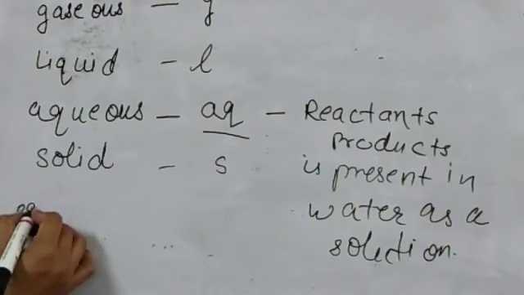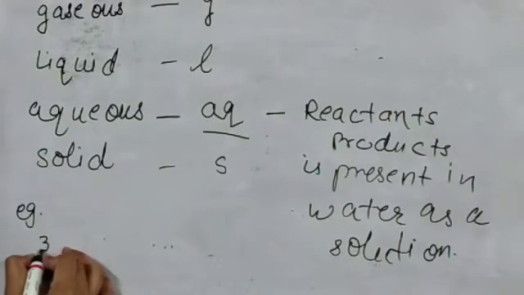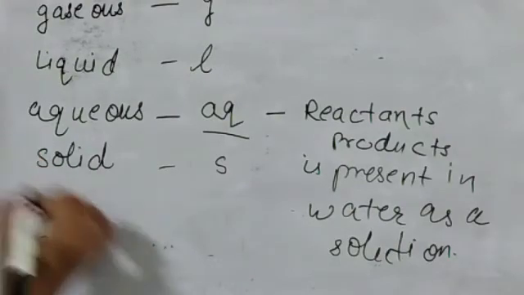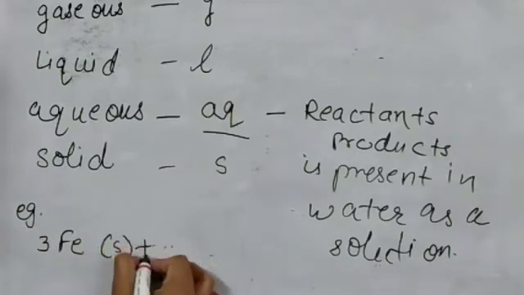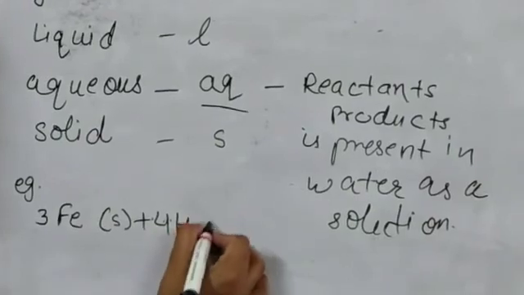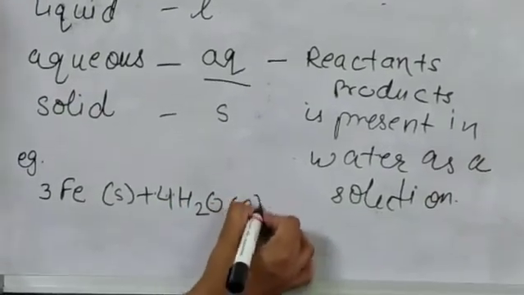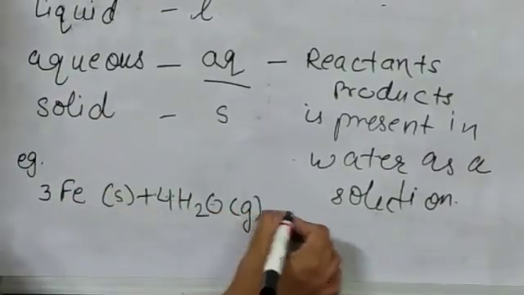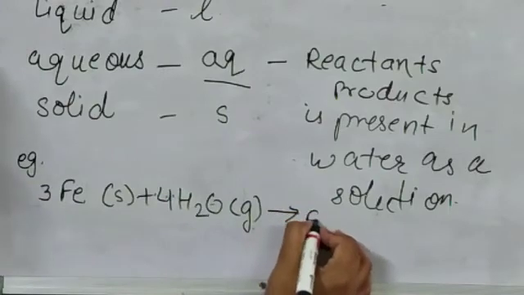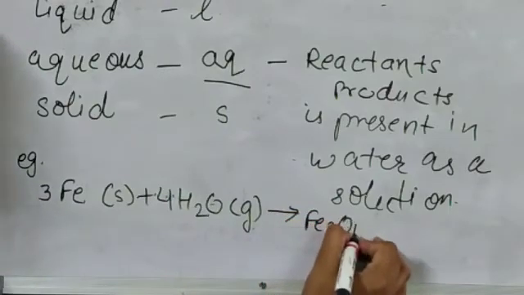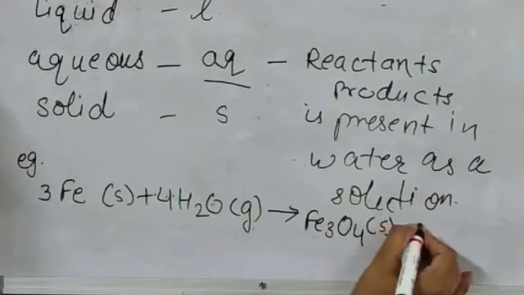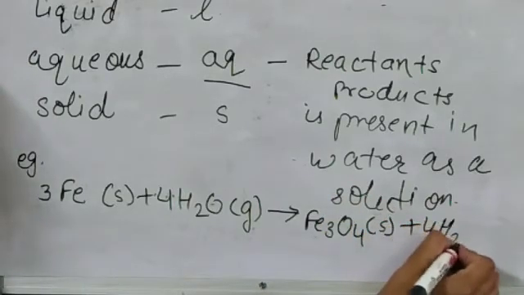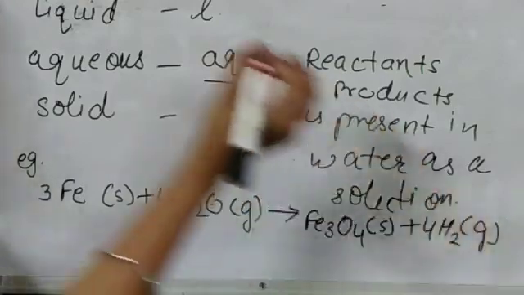For example, iron in solid phase plus water in gaseous phase yields iron oxide in solid phase and hydrogen gas.